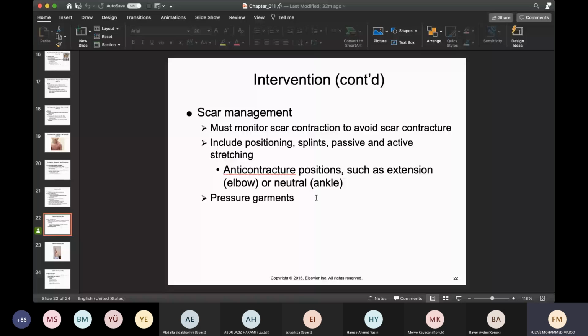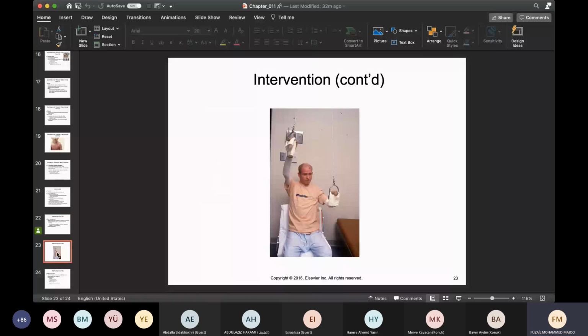So again, they're just showing you what are some of the things that you can do to help with that. Again, using towels to soften the area over here. And again, you see this individual has got these pressure stockings on around his arms. So this individual looks like a burn victim.